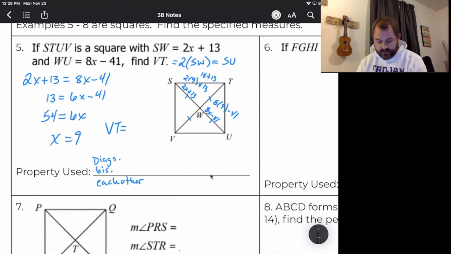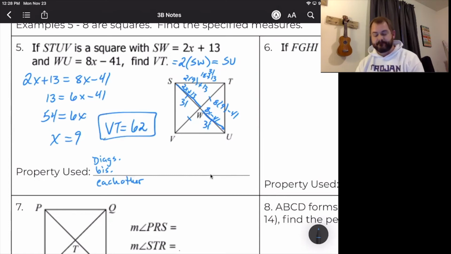18 plus 13 is 31. So that length is 31, and that length is 31. If I add those together or double it, I get VT is 62. Okay, let's keep going.